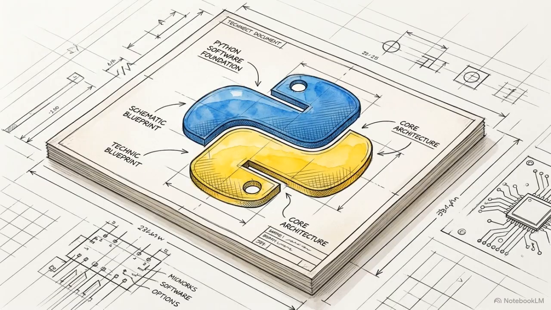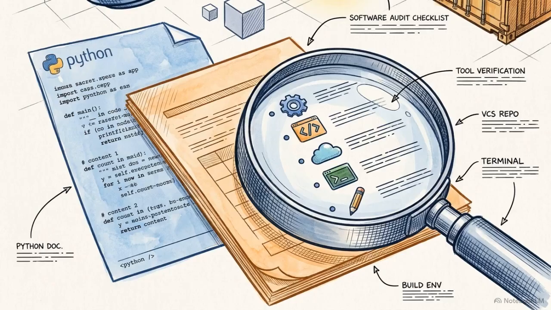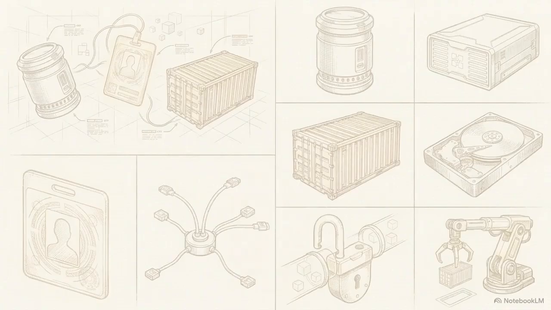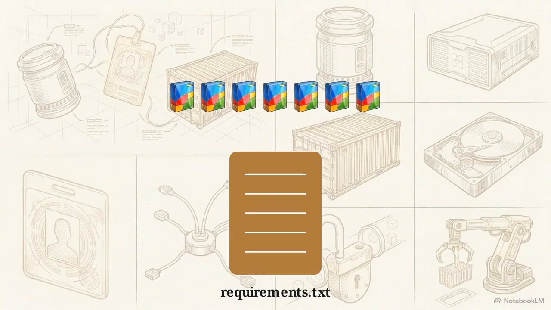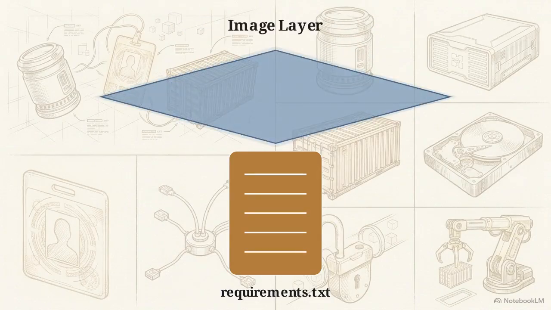Building this container starts with the core logic file, which we've named etlcloudrun.py. Next, you define a requirements.txt file. This acts as a strict inventory of every external library the Python script needs to function. During the build, the system reads this text file and automatically downloads those dependencies, like the pandas data analysis library, directly into the image layers.